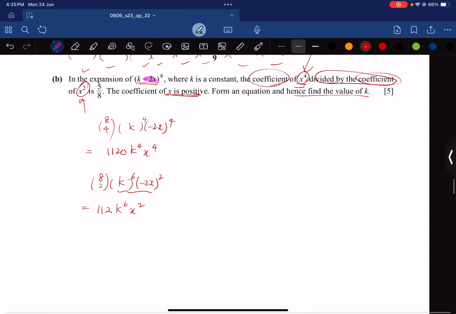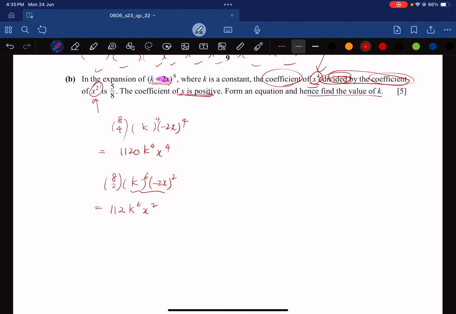So it tells us the ratio. The ratio divided is the ratio. So the ratio of the coefficients is 5 to 8. So 1120 k to the power 4 divided by 112 k to the power of 6 should equal the ratio 5 to 8.